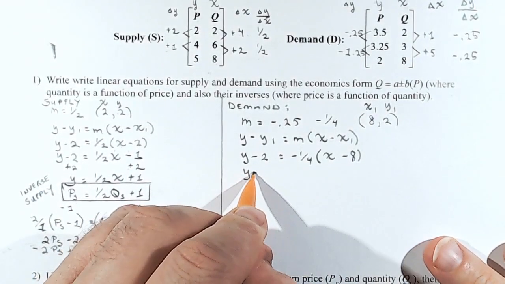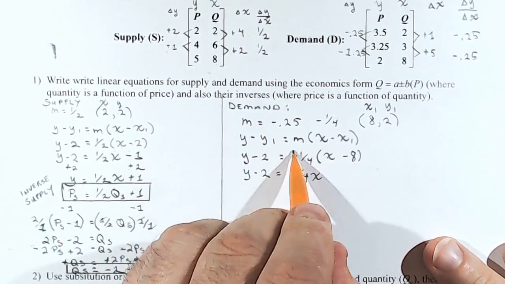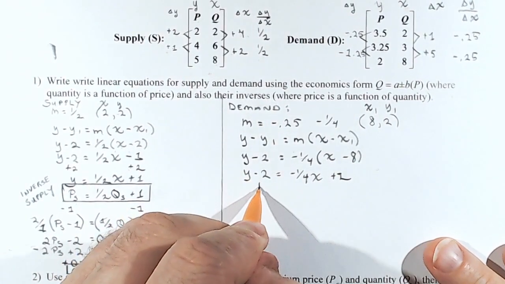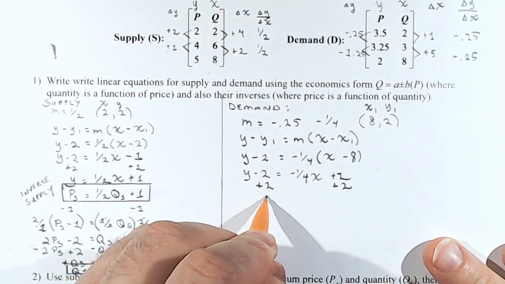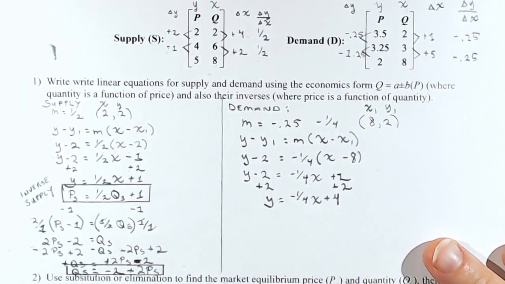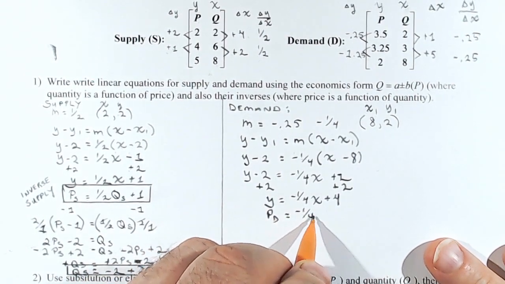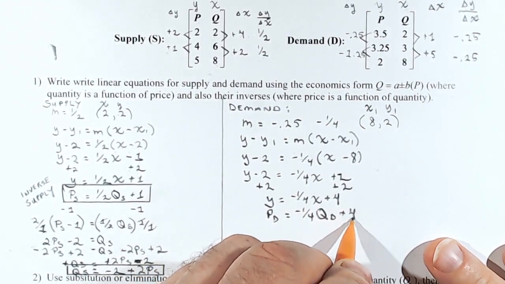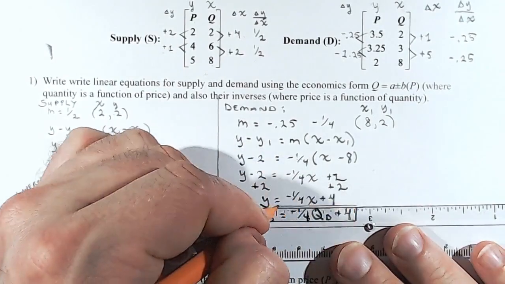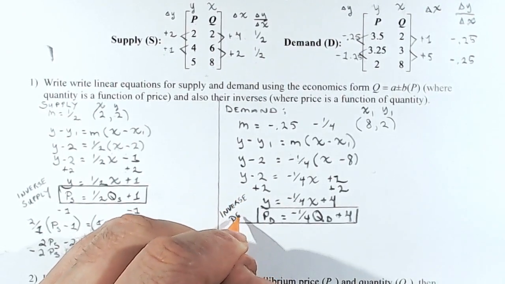So now I rewrite y minus 2, set that equal to the distributed product here, negative 1/4 x, and now negative 1 times negative 8 is positive 8 divided by 4 is positive 2 plus 2. Okay, well, just add 2 to both sides. And now I have y equals negative 1/4 x plus 4. Right, let's substitute in our letters. P, this time sub d, is equal to negative 1/4 q sub d plus 4. And remember, we call this the inverse demand function. Okay, this is the inverse demand function. Inverse demand. We'll need this in a second when we graph the lines.